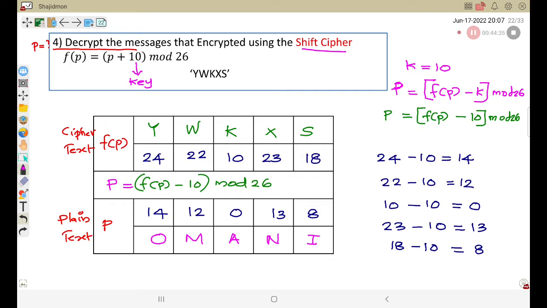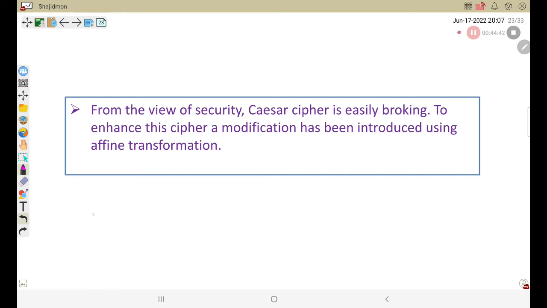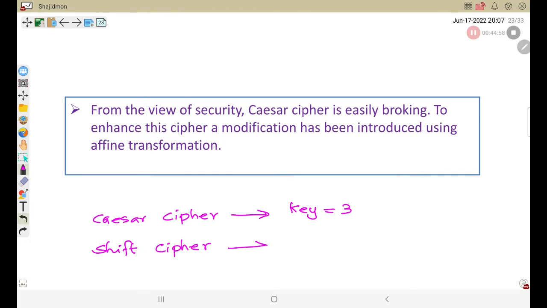Now we will go to the third cipher, affine cipher. In Caesar cipher and shift cipher, we have only one key, correct? So far we have discussed these two. Caesar cipher, only one key. What is the key number? 3. But in shift cipher, the key number we can change, correct? We can fix K, but only one key. In both ciphers, only one key is defined.